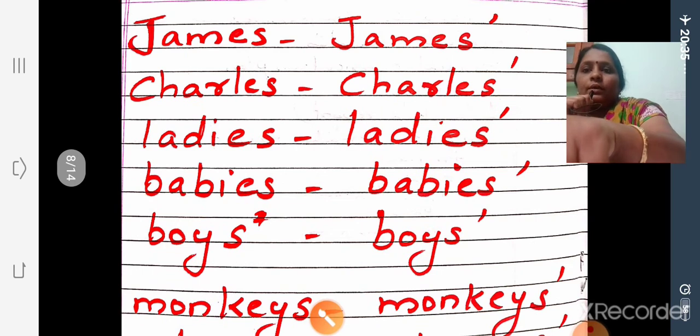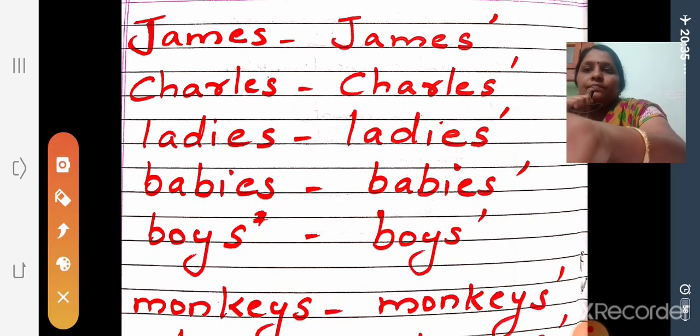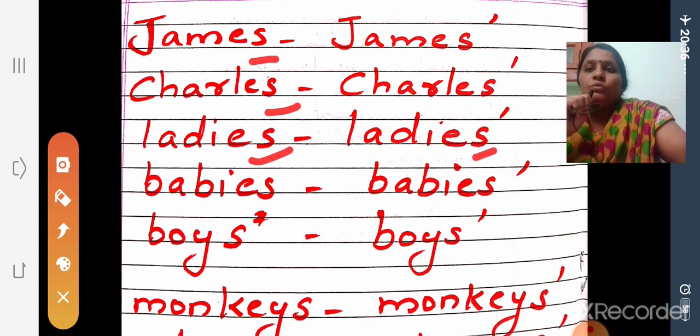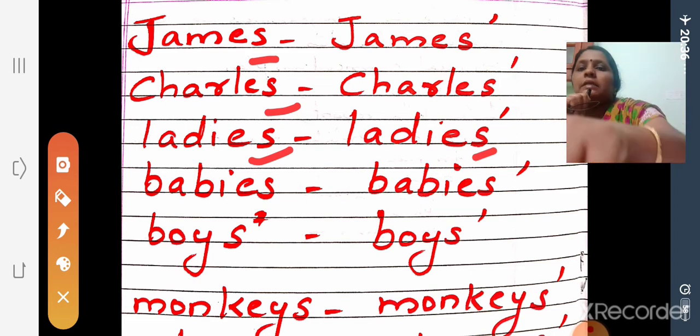So for example, look here, James. James ends in s, that is why we added only an apostrophe at the end to make it possessive. Similarly, Charles, add only an apostrophe. Ladies, only an apostrophe. Then babies, also an apostrophe. So in such words, that is, plural nouns ending in s, we have to add only an apostrophe to make these words into possessive form. The monkeys, then add only an apostrophe.